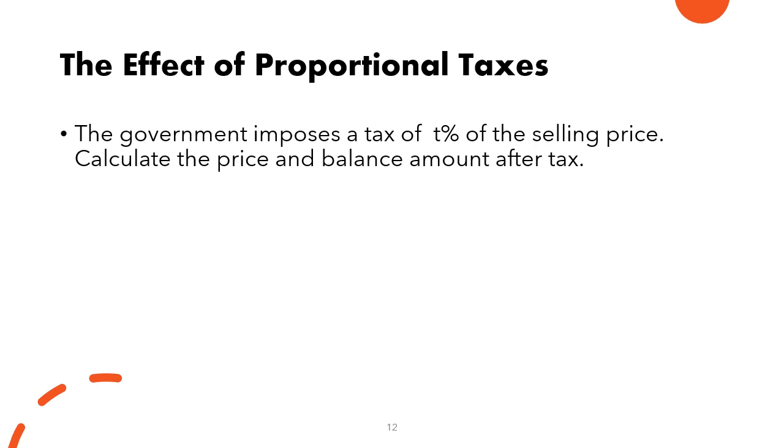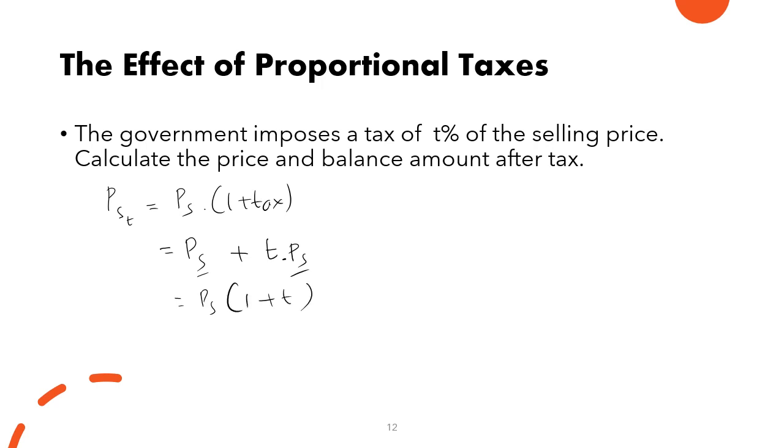Okay, now we use proportional taxes. So the government imposes a tax of 10% of the selling price. So now we need to calculate the price and balance amount after tax. So what is PST then? PST is equal to PS times 1 plus tax. Okay, why? Because it comes from the original PS plus tax. Tax now is in percentage of the selling price. So this is selling price. So that will be PS. It has the same PS here. And we can do like this, right?